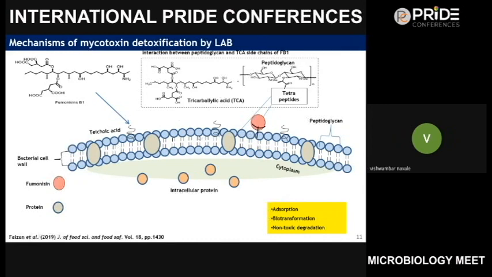As you know, lactic acid bacteria are gram-positive bacteria, so they have cell wall components like peptidoglycan and teichoic acid. Many researchers propose that these mycotoxins are mostly detoxified or decontaminated by lactic acid bacteria through a binding mechanism. The mycotoxin interacts with the cell wall components of the lactic acid bacteria, and then is internalized, where intracellular proteins help to detoxify these mycotoxins.